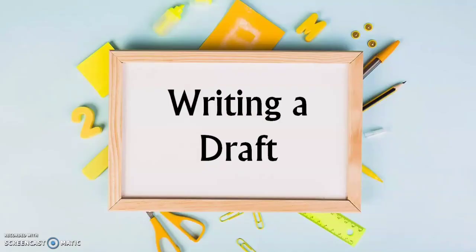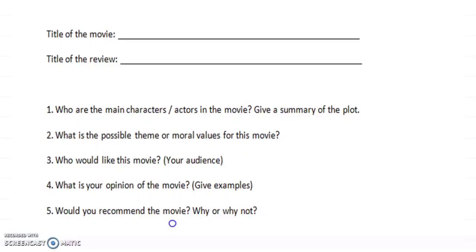Next, okay, this is what you are going to do. Writing a draft. You have gathered all the information on either movie, book, or shop and restaurant. So you are going to write a draft. It's easy. As for movie, I only need you to write the title of the movie, title of the review. For example, Guardian of the Galaxy. Title of the review, review of Guardian of the Galaxy. That's all. Just write the word review of before the title of the movie.